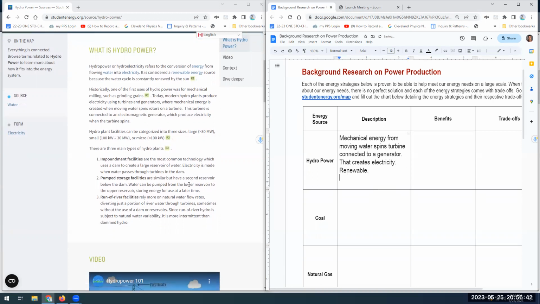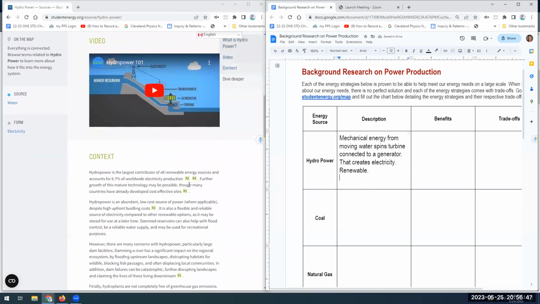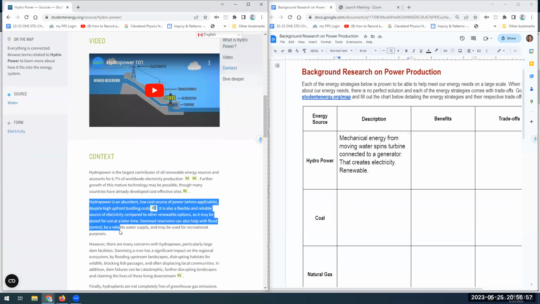Okay, awesome. Now, we could read a little bit about the context. I'm not going to read all of this, but I'm looking for the benefits. So it looks like if I skip to the second paragraph here, notice this paragraph that I'm highlighting. Basically, it looks like hydropower is an abundant, low-cost source, flexible, reliable. Those all sound like benefits.